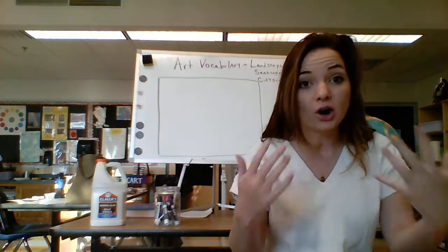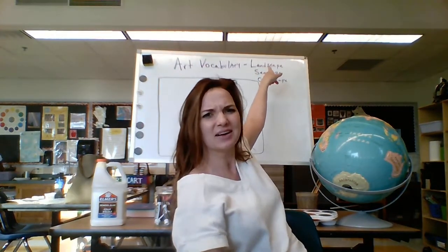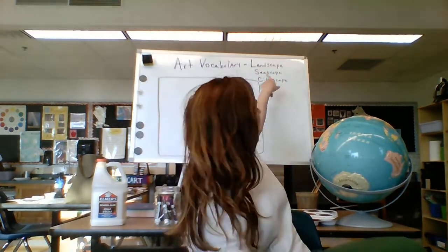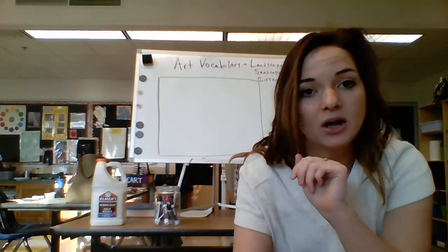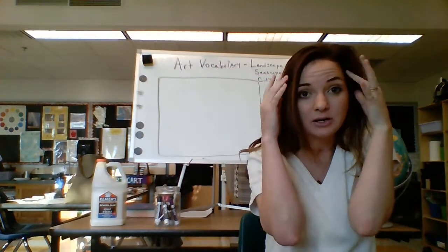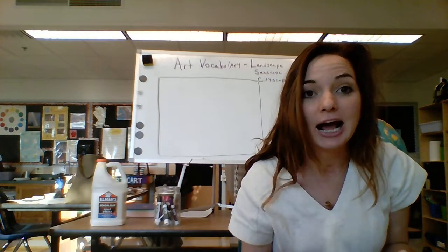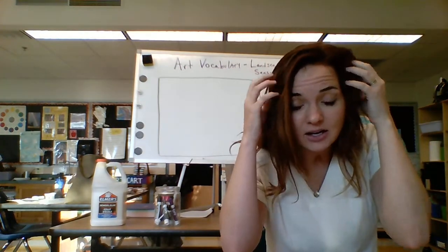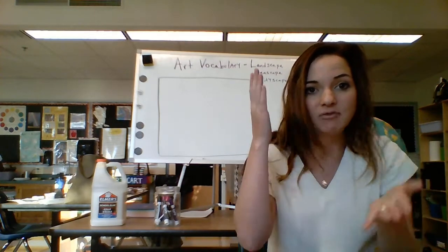I'm sure you've already heard of landscape, right? You're like, oh, I know what landscape is. I've heard about that before, all right? But have you heard of seascape and cityscape? Well, today we're going to make a work of art that shows all three and helps you keep in your brain which vocab word goes with what kind of picture, okay?